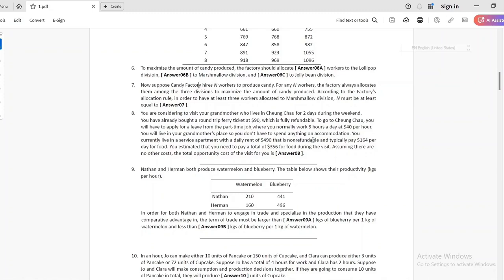and then you don't have to spend anything on accommodation. You live in your grandmother's place, okay, and you currently live in a service apartment with a daily rent of $490. That is non-refundable. So this is non-refundable and typically pays $164 per day for food. You estimated that you need to pay a total of $356 for food during the visit. So what is the total opportunity cost for the visit? So the opportunity cost is what other opportunities that you will lose when you go to visit your grandmother. Okay, so that's the question.